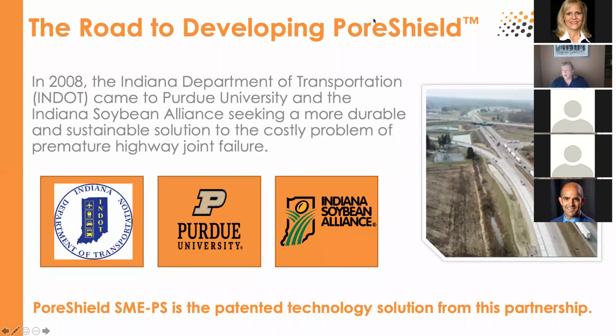So let me tell you how we got here. It actually came through a market need, which is probably the best way to develop a technology. About 13 years ago, the Indiana DOT came to Purdue and the Indiana Soybean Alliance and said, we really have some problems with premature highway joint failure. It's costing us, we estimate, about $1 million a mile to repair these failed joints. And we need a solution that's going to be more durable and sustainable. And it is through this partnership that the soy methyl ester polystyrene patented technology emerged.